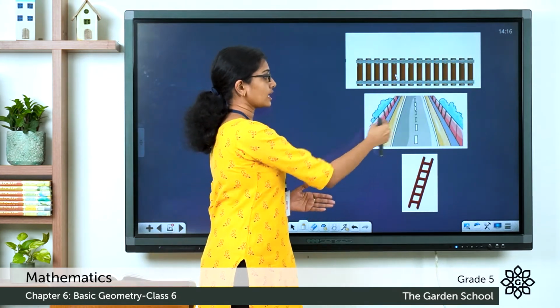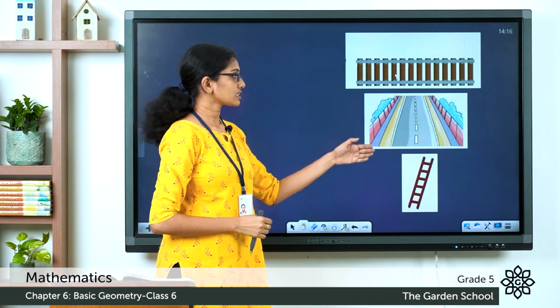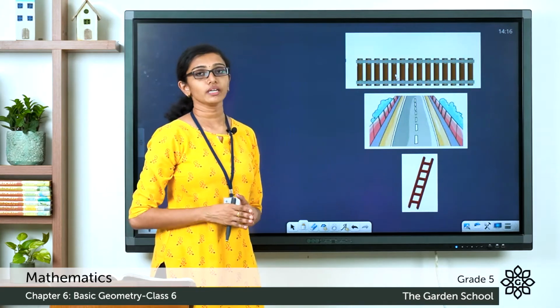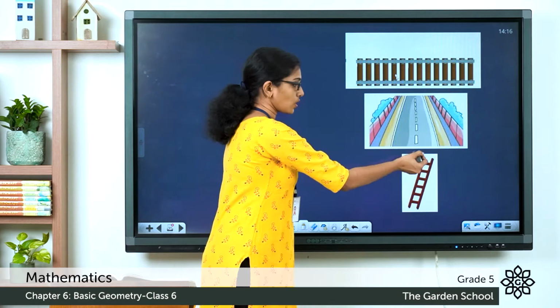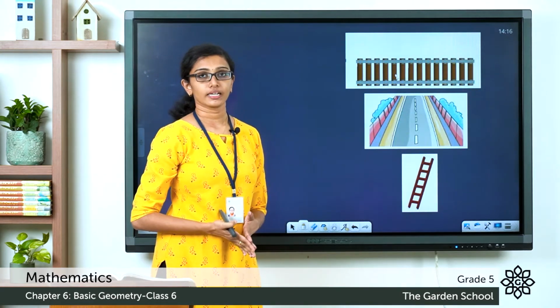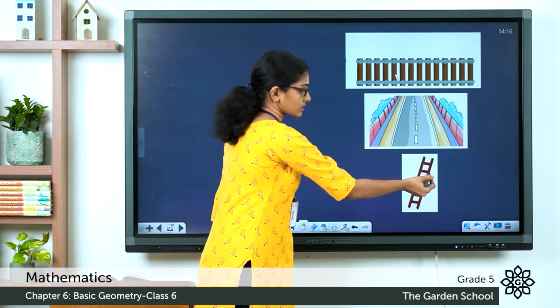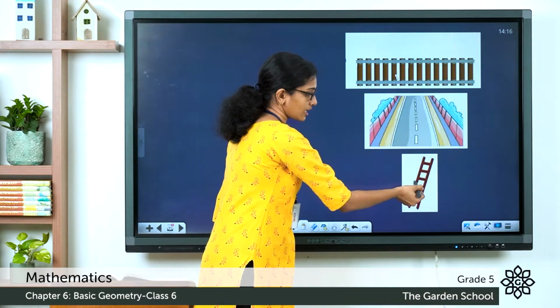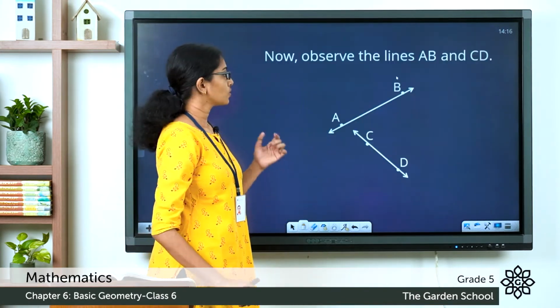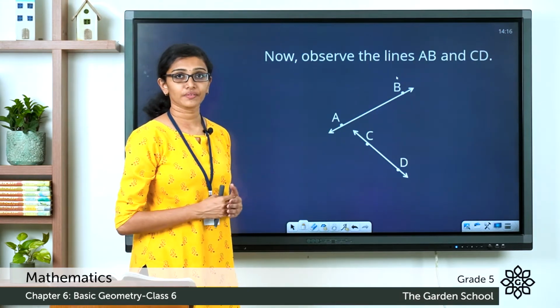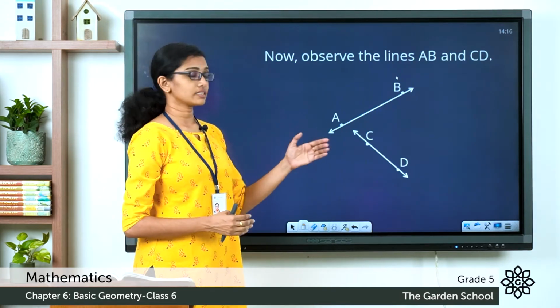Now, you can see a straight road here. The sides of the road seem to be parallel lines. Now this ladder. The sides of this ladder are parallel lines and the steps on it are also parallel to each other. Clear? Now, look at these lines here. Here we have the lines AB and CD.